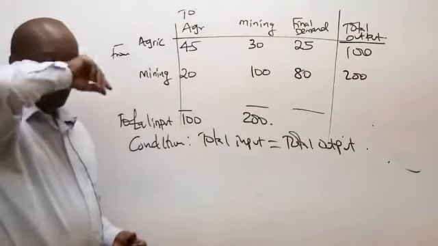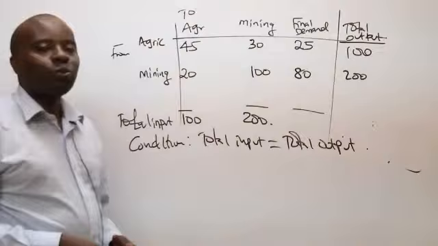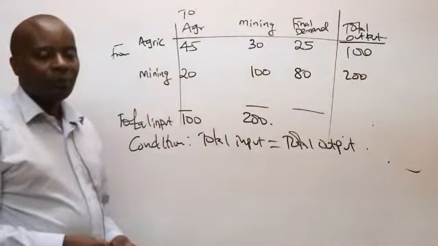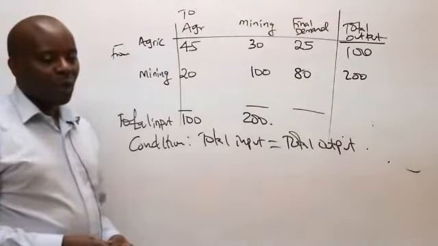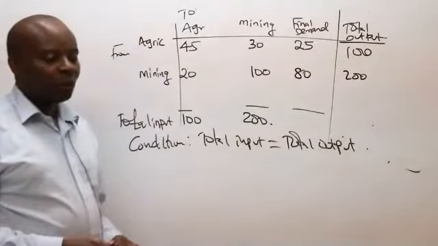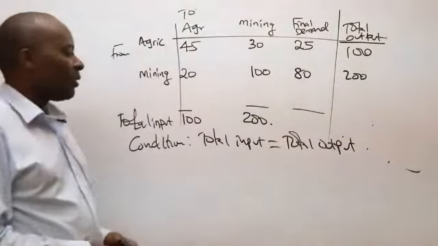Total input will always be equal to total what here? Output. Total input will always be equal to total output. Very important.